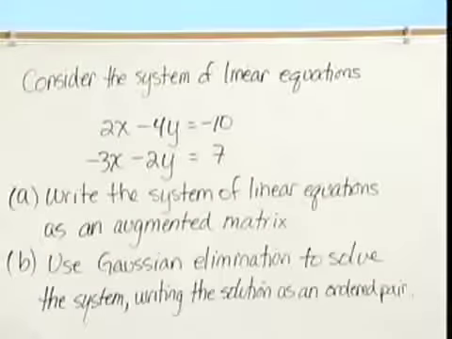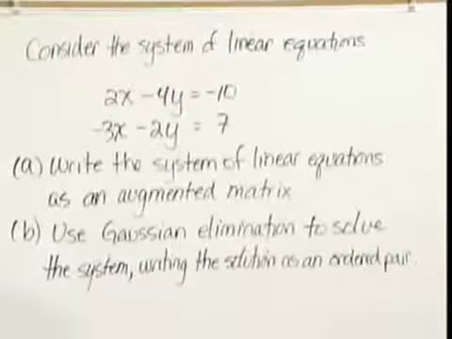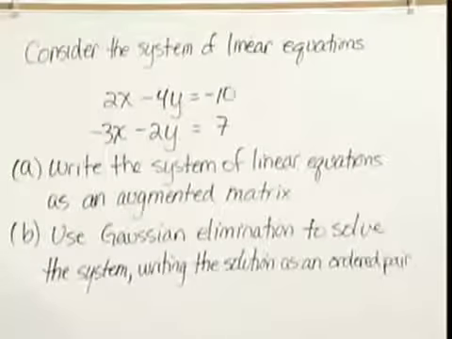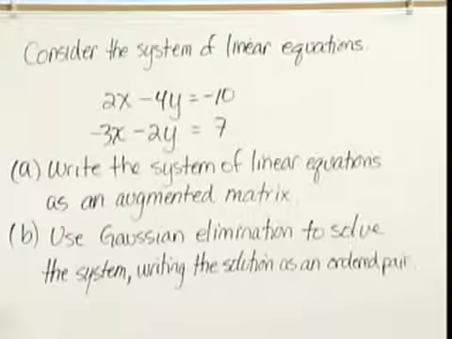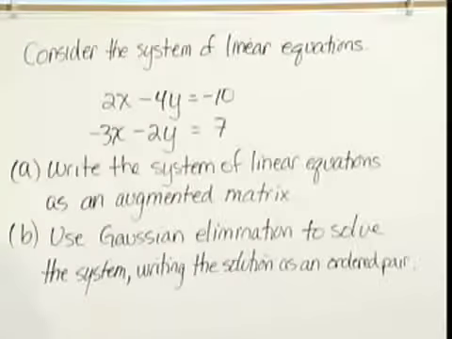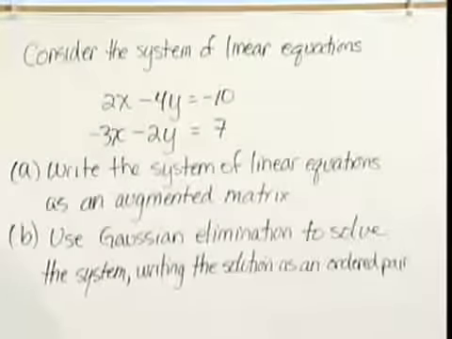Consider the system of linear equations 2x minus 4y equals negative 10 and negative 3x minus 2y equals 7. A. Write the system of linear equations as an augmented matrix. B. Use Gaussian elimination to solve the system, writing the solutions as an ordered pair.